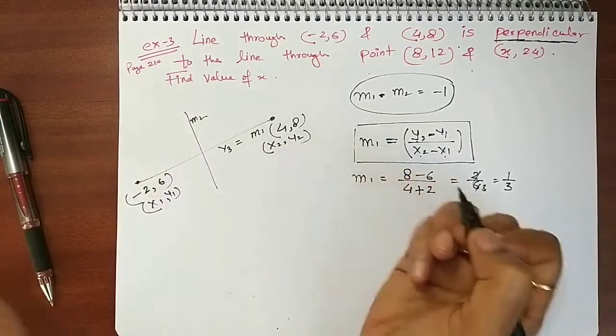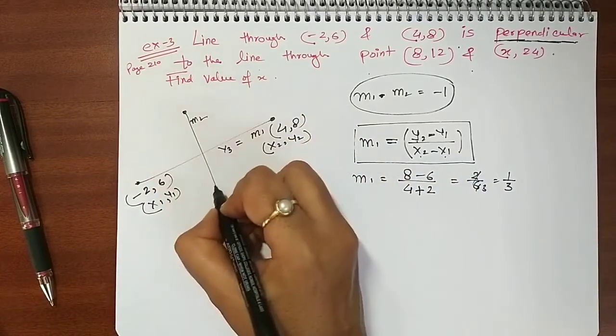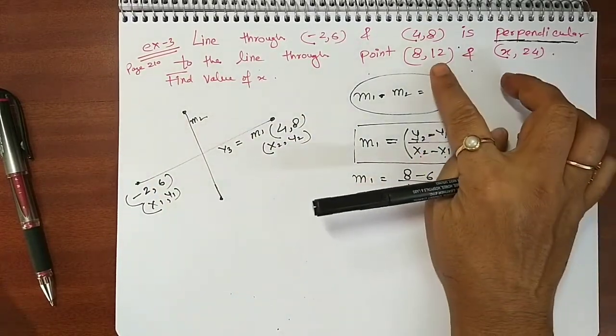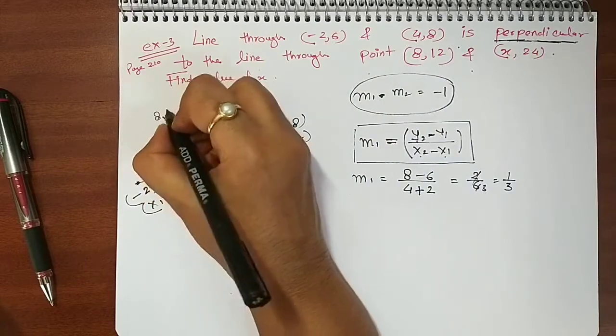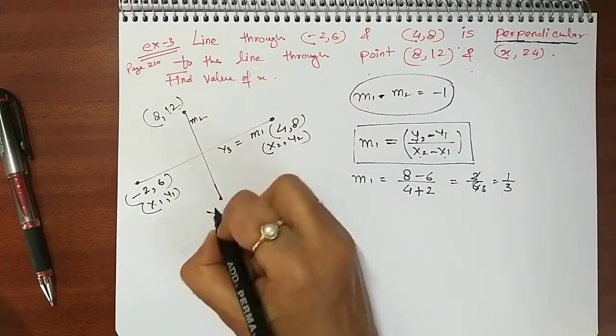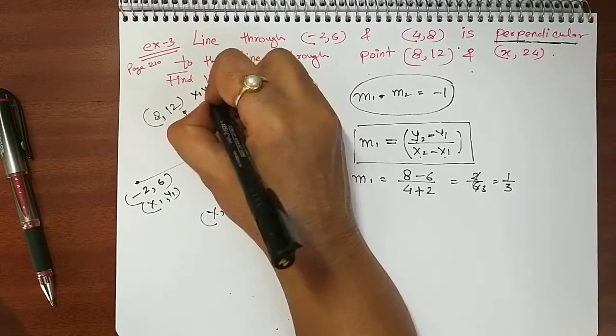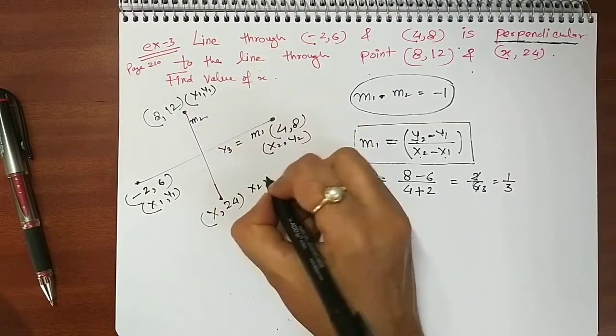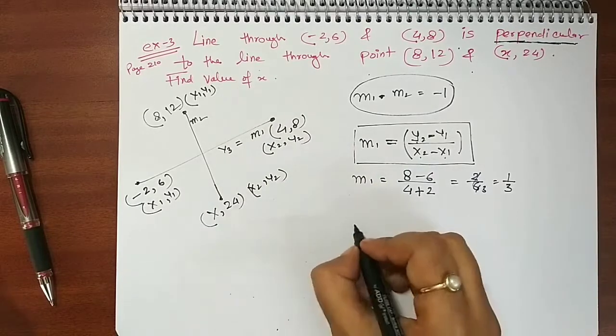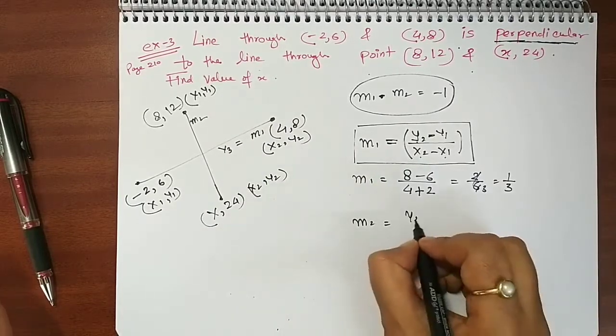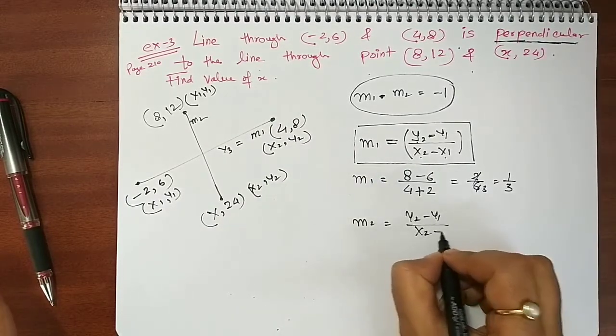Correct. Now m2, let's see m2. m2 they have given is passing through these 2 points, 8, 12 and x comma 24. Can I consider it x1, y1? And this is x2, y2. So what will be my m2, guys? m2 will be y2 minus y1 over x2 minus x1.